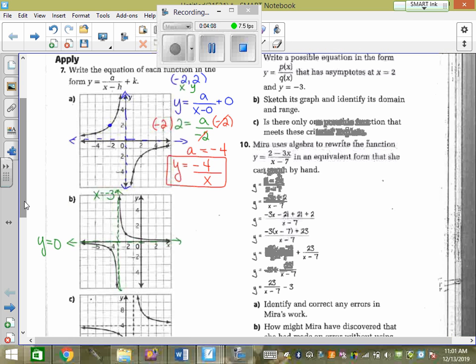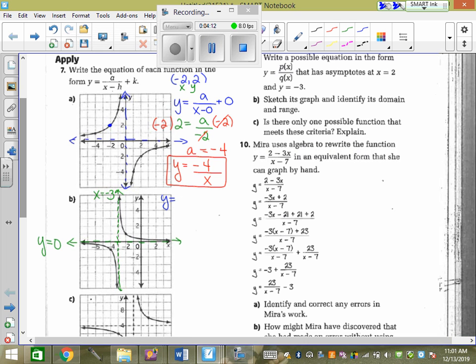All right. So we have y equals a. Is x still at 0? Do I still have x equals 0 as my line? No, it's been moved 3 to the left. So what am I going to have on the bottom? x plus 3. And then is my horizontal still at y equals 0? Yes. If it wasn't, say it was at y equals 2, I'd put a plus 2 at the back, right? But I don't have to put anything because there's nothing.